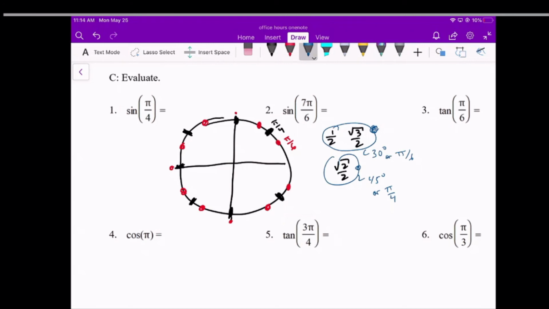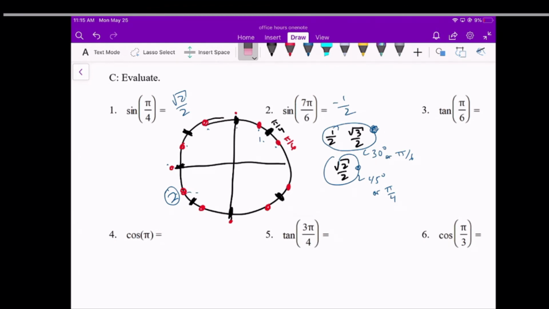Let's do this quickly. Pi over 4. So question number 1 is going to involve that right there. Sine is the y coordinate. It's going to be root 2 over 2. 7 pi over 6. 1, 2, 3, 4, 5, 6, 7. Question number 2 is going to involve that point right there. Sine is the y coordinate. I think you can see the y coordinate is going to be the negative 1/2 for that. And I am done with question number 2.